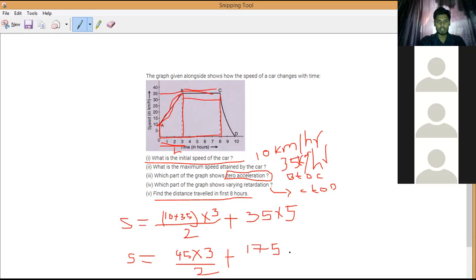First, one calculation you do fast. 45 3s are how much? 5 3s are 15. Next, for 15, 5 will come there. 3 4s are 12, so 132. Is it, yes?